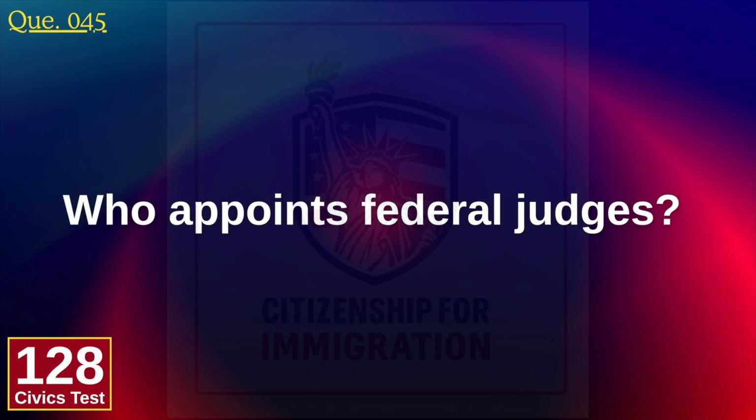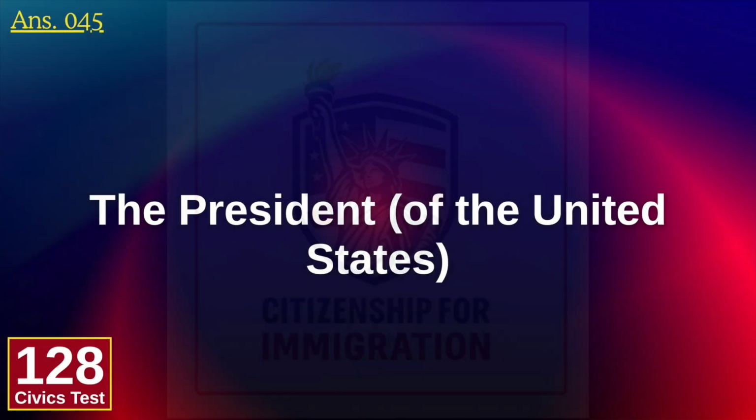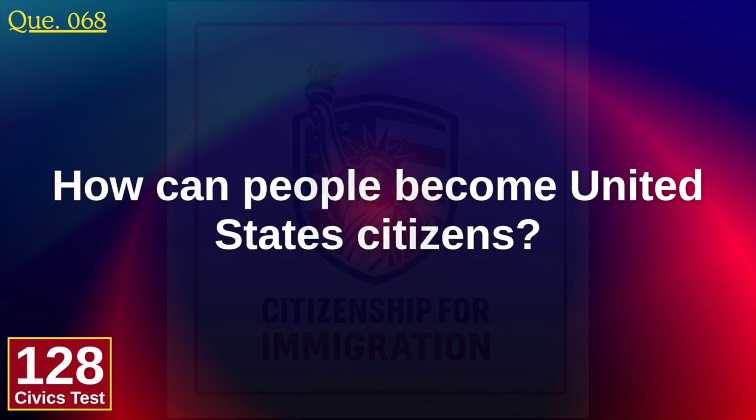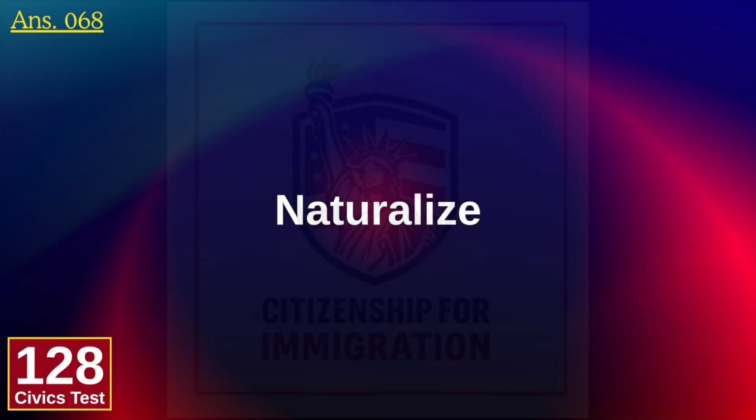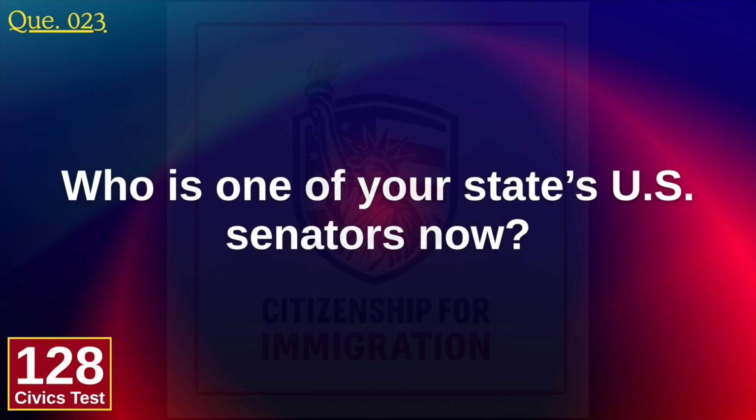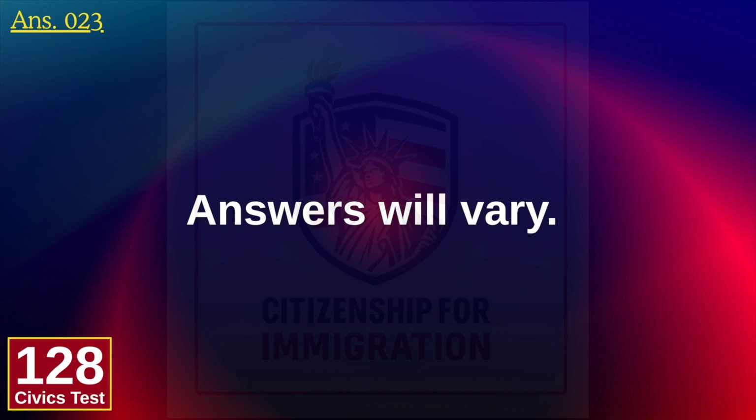Who appoints federal judges? The President of the United States. How can people become United States citizens? Naturalize. Who is one of your state's U.S. senators now? Answers will vary.